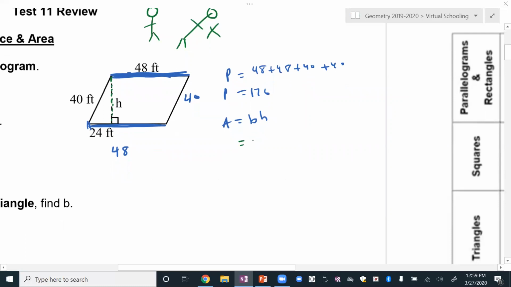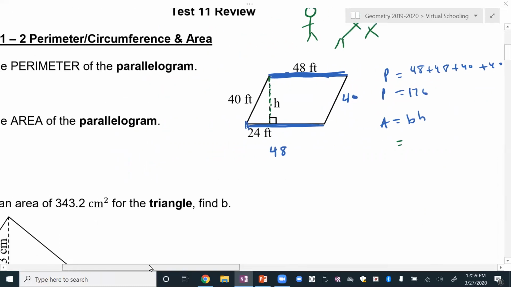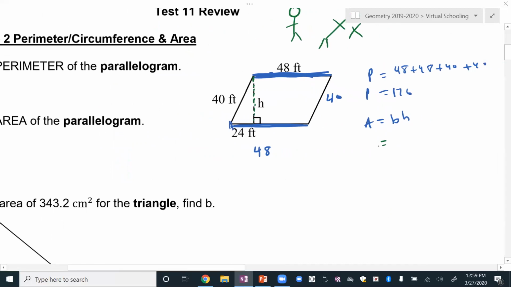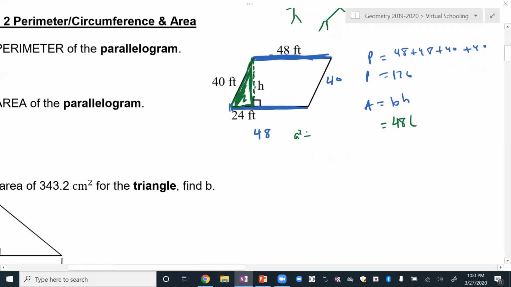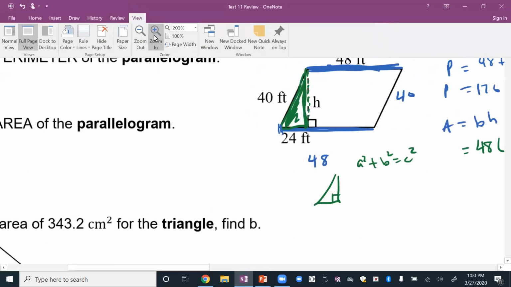In this case, my base is 48. My height will be whatever this green line is, but I need to find out what that part is. That's where the Pythagorean theorem comes into place. I'm going to use a squared plus b squared equals c squared, because I have to use this triangle. Let's zoom in a little bit.